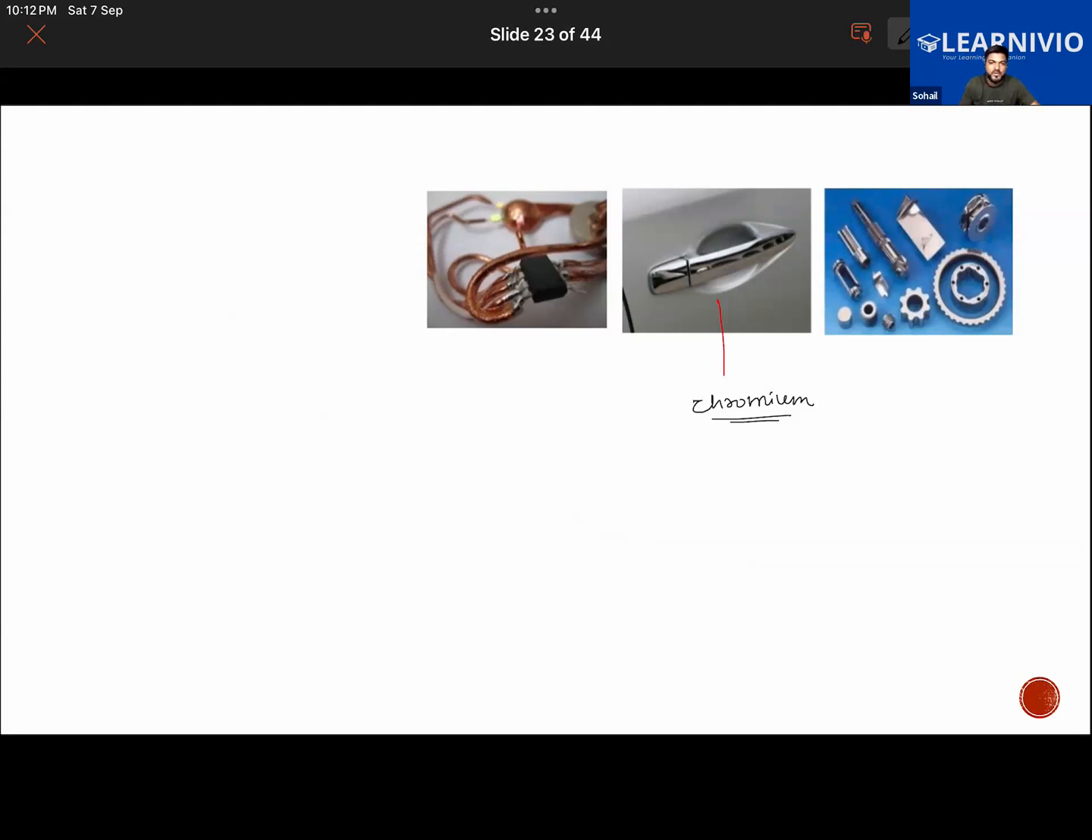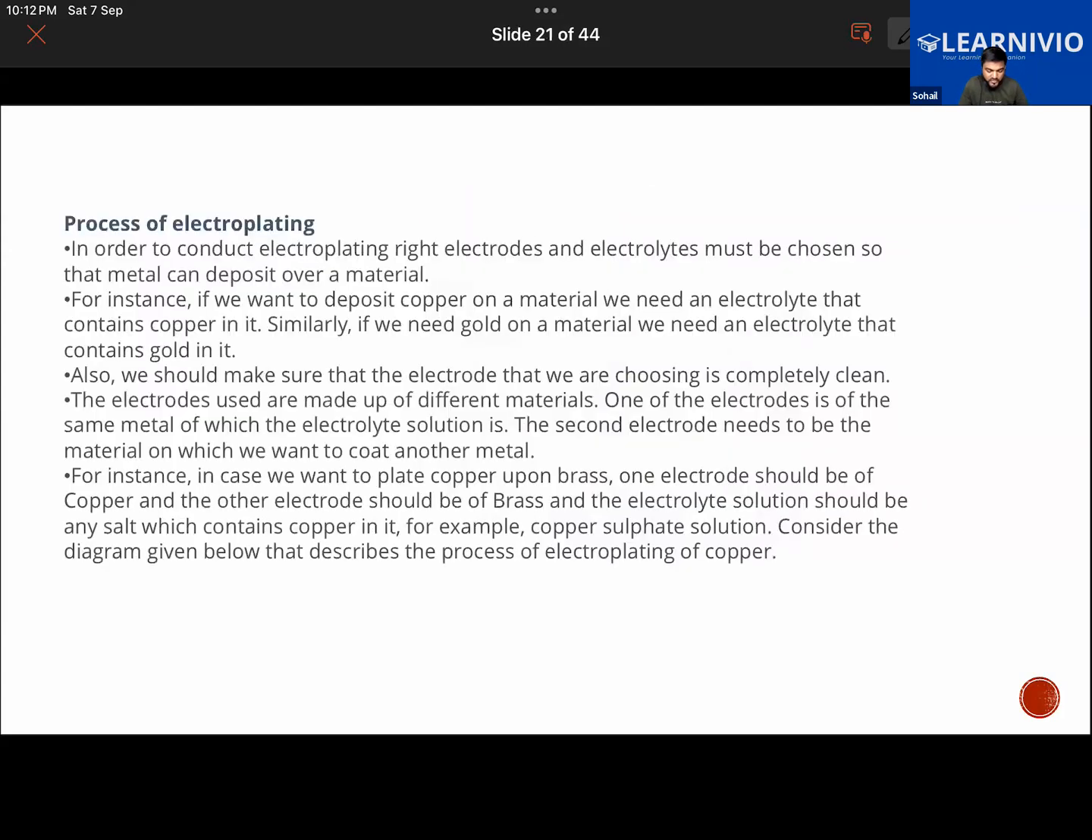Then you have some copper wire. Over the copper wire, a coating of gold is done. Getting it? Or in order to prevent the iron from rusting, a layer of zinc is applied over it. That is called galvanization. So there are several applications of electroplating, but the simple thing here is that we are depositing a thin layer of a desired metal over a given metallic object with the help of electric current. So its purpose is to protect the metal objects from corrosion, or to make the object look more attractive.